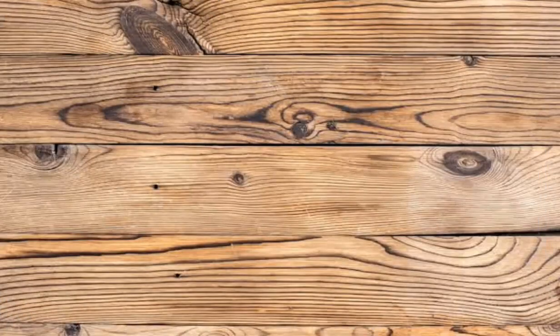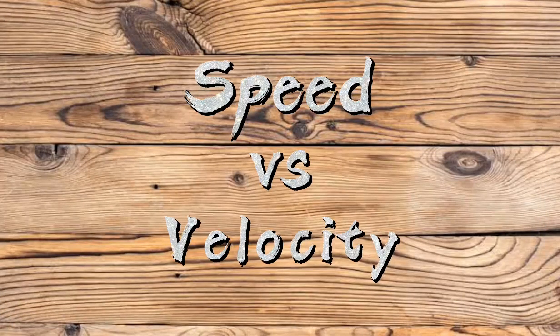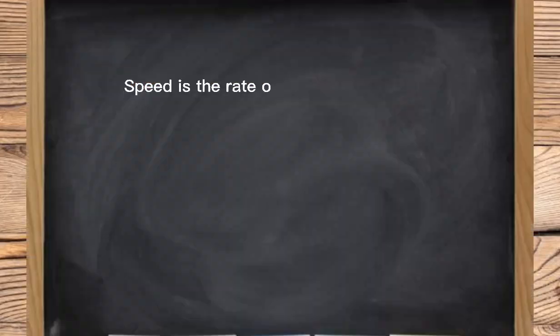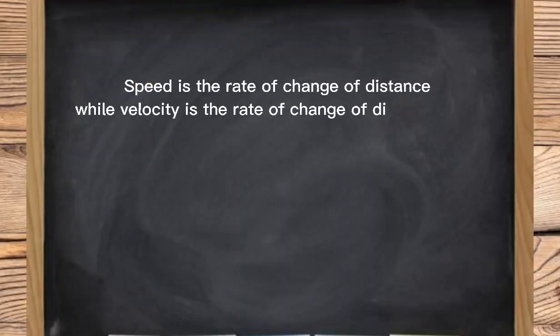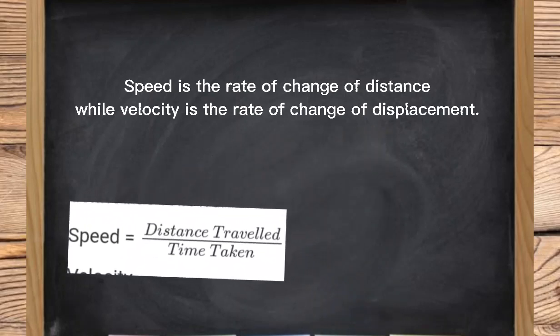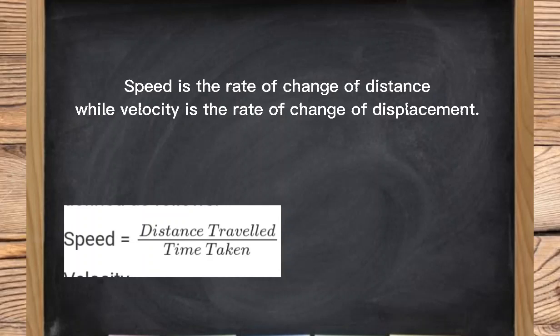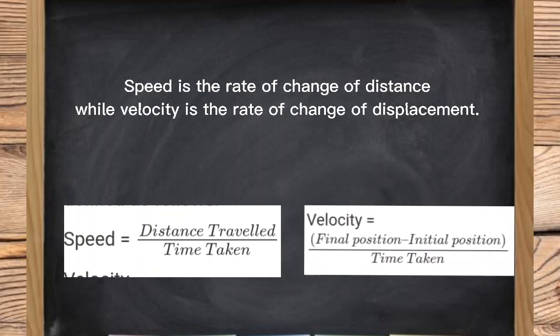So what is the difference between speed and velocity? The speed is the rate of change of distance, while velocity is the rate of change of displacement. Speed is equal to distance traveled over time taken. Velocity is equal to the final position minus initial position over time taken.